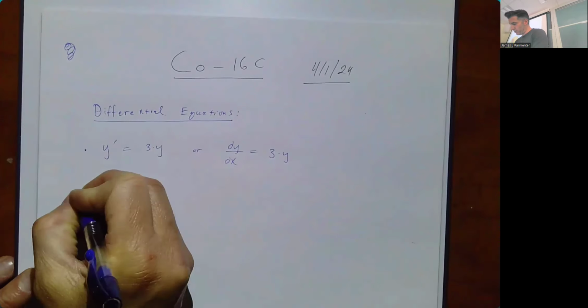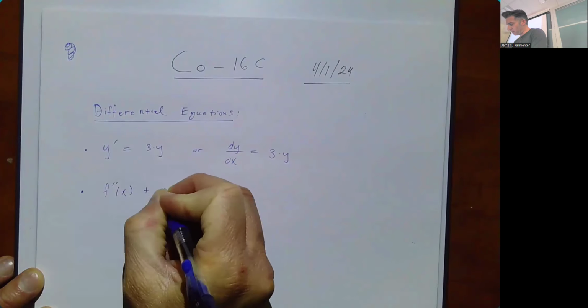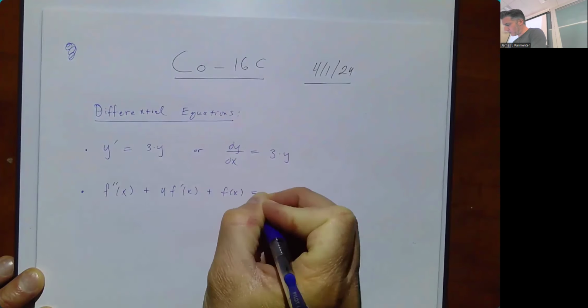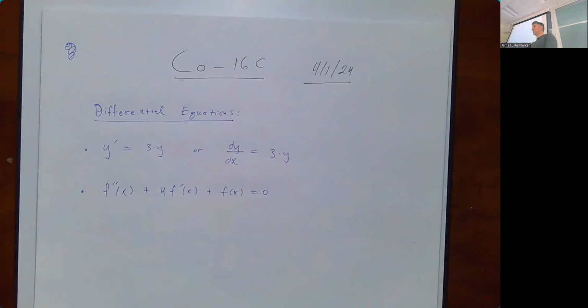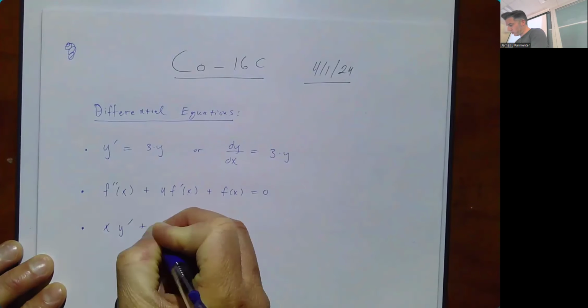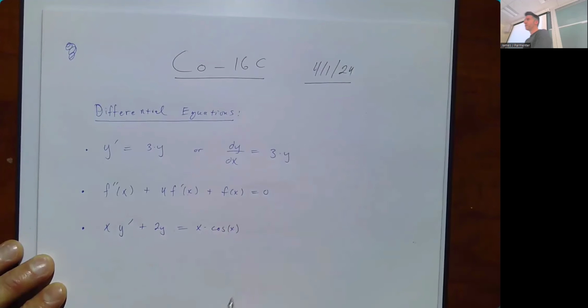Or maybe something like f double prime of x plus 4 times f prime of x plus f of x equal to 0. That's also a differential equation because you've got a function and one or more of its derivatives. You've got a first derivative and second derivative there. And you can kind of go on, right? You could have something like x times y prime plus 2y equal to x times cosine of x.